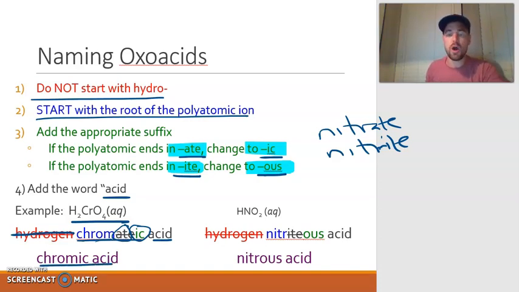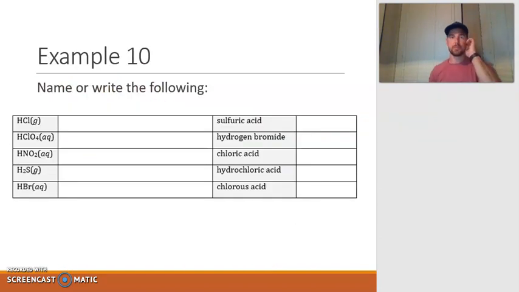For HNO2 aqueous, starts with hydrogen, and it's aqueous, so it's an acid. But look at what's attached to the hydrogen. It's a polyatomic ion. So, we need to use our oxoacid rules. Ignore the hydrogen completely in the name. Go right into the name of that polyatomic ion. The polyatomic ion NO2 is nitrite. The ite gets changed to ous. Finally, end with the word acid to become nitrous acid. So let's move to example 10.